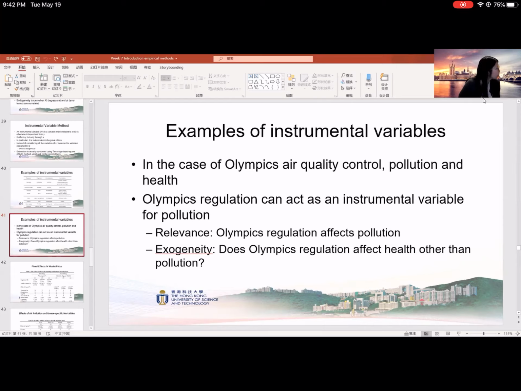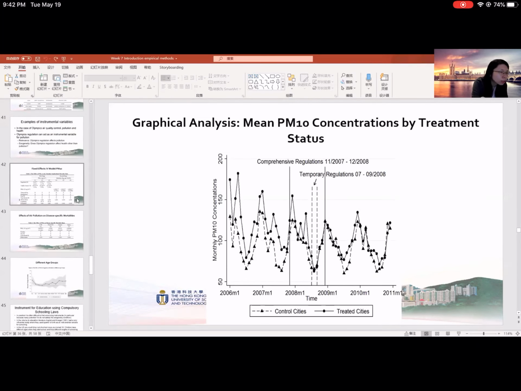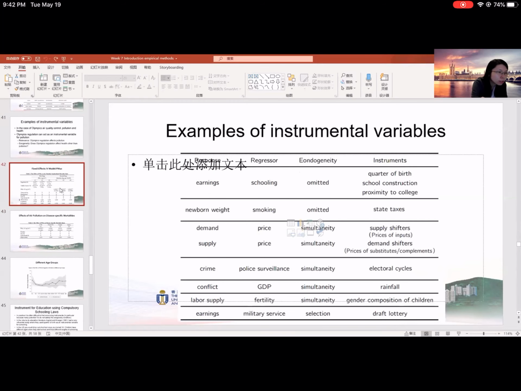Some criticism against the use of quarter of birth as an instrumental variable for schooling is that the explanatory power of quarter of birth on schooling is just too small. Imagine the change of quarter of birth can at most explain less than 1 year of schooling, and you can imagine this correlation might not be so strong. But here the relevance is more likely to be satisfied. You can check this directly. Here Olympic regulation is affecting pollution. The relevance condition could be easily checked using this figure or more well-designed statistical methods.